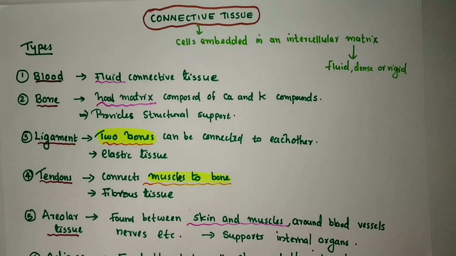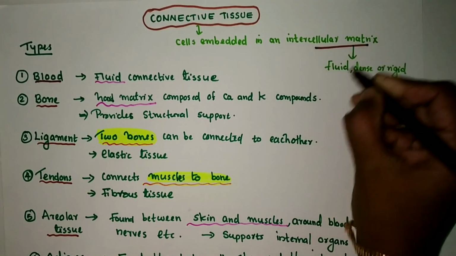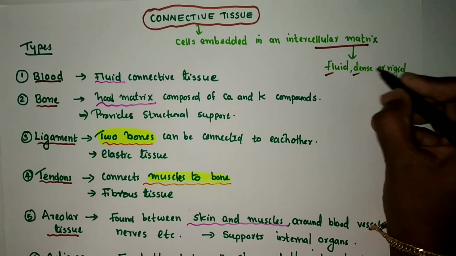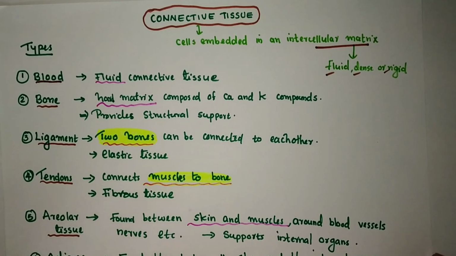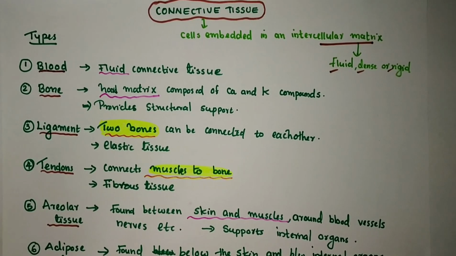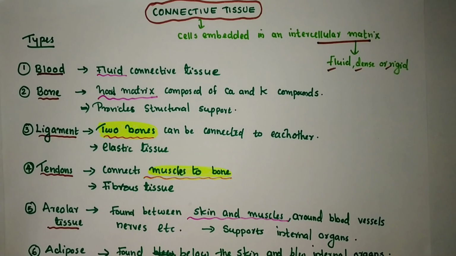Next type of animal tissue is connective tissue. Connective tissue is cells embedded in an intercellular matrix. This intercellular matrix is either in the form of fluid, dense or rigid. The connective tissue is divided into 6 types. They are blood, bone, ligament, tendon, areolar tissue and adipose tissue. One by one we will be discussing them.